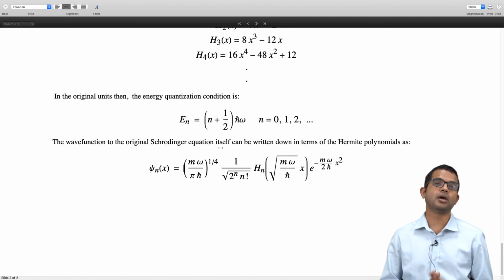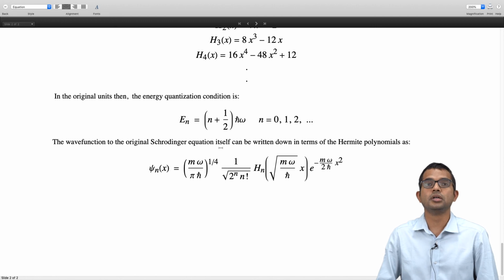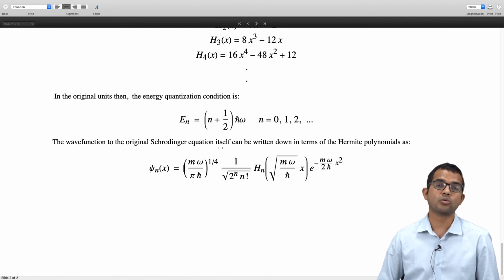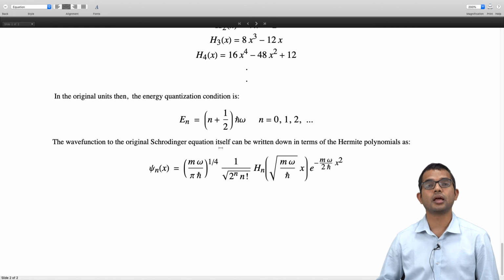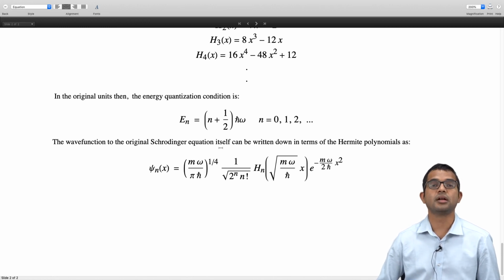So in this lecture we managed to work out the solution for the differential equation coming from the Schrodinger equation of the one-dimensional quantum harmonic oscillator problem, and we used this problem to illustrate how the power series method works out.